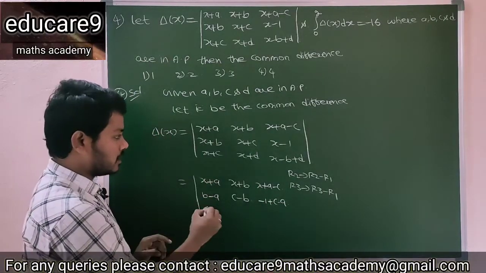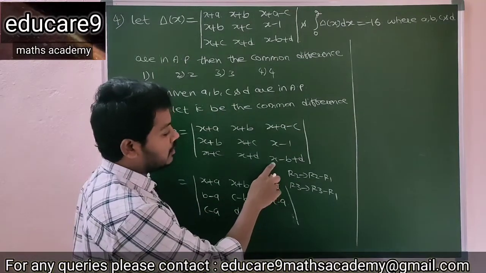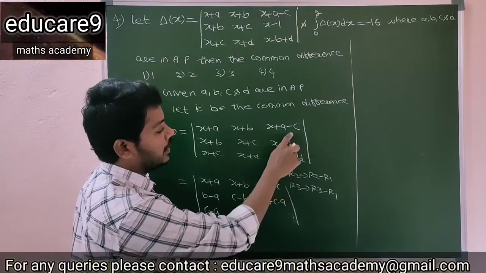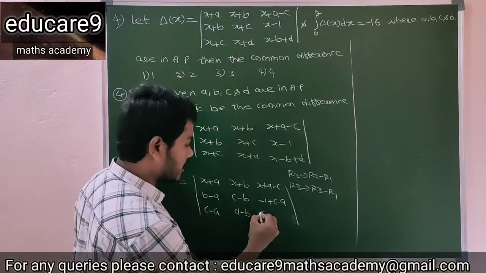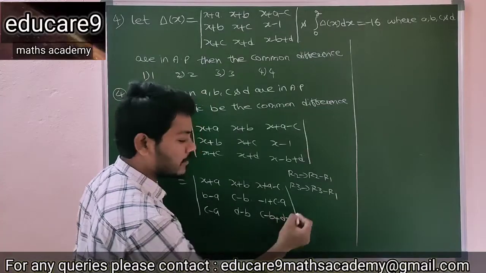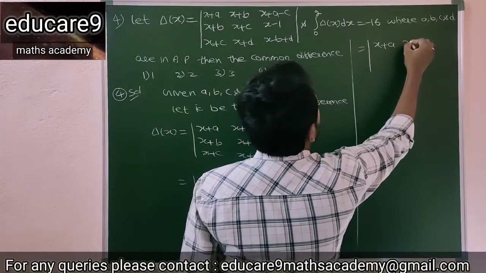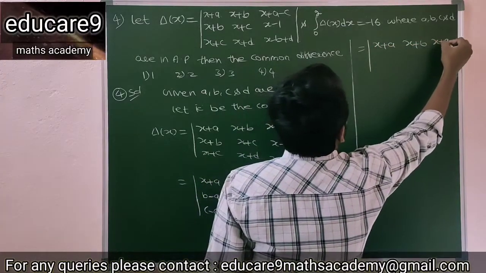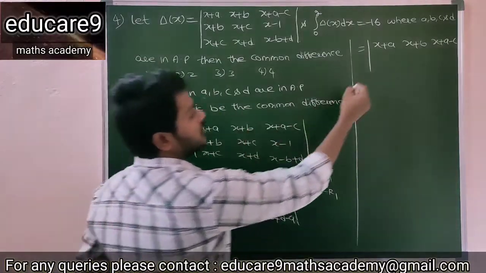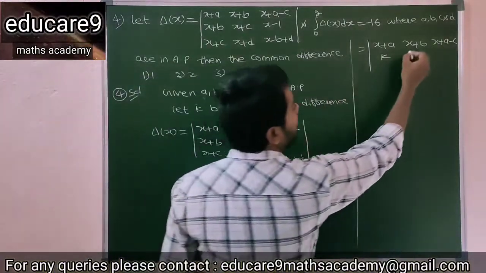Next again here c minus a, b minus b. So next here x minus x gets cancelled. Minus b minus c, and minus into minus plus c, that is written as c minus b plus d minus c. Now this becomes: first row as is, x plus a, x plus b, x plus a minus c. Next here b minus a, that is the common difference, so write as k, and c minus b, that is also k.